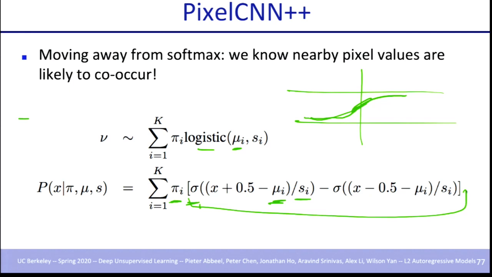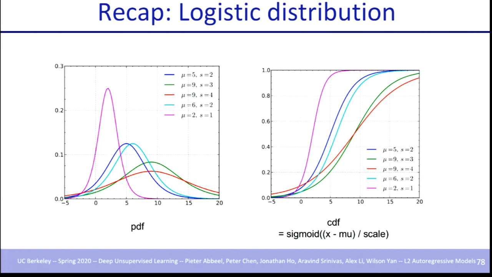I'm sure you've seen a mixture of Gaussians before as a bunch of bumps. This essentially looks like that, a bunch of bumps, but it's computationally easier to work with than the mixture of Gaussians, even though it looks very similar. So here's what these individual logistics could look like. This is the PDF, and then this is the cumulative density function. And a mixture could then take on pretty much any shape. What we still have to do is to turn it into a discrete distribution, but that's not too hard to do.